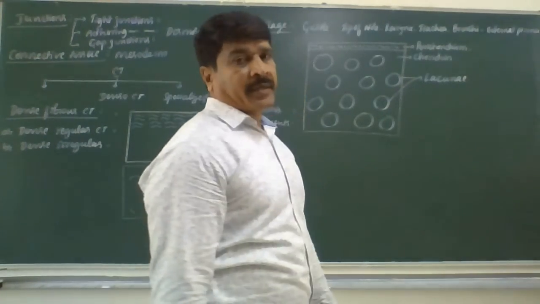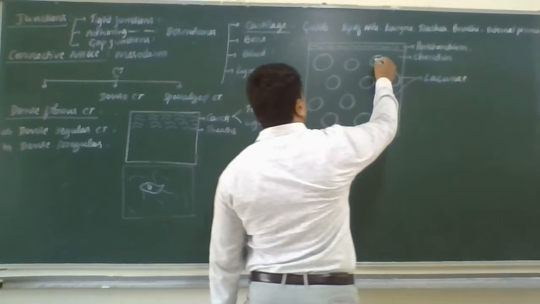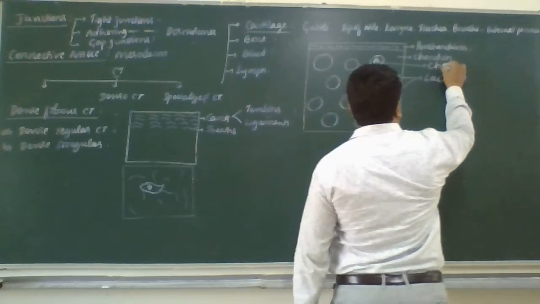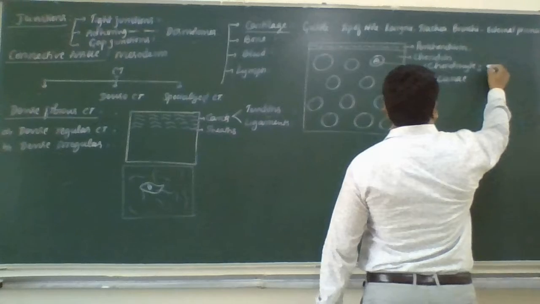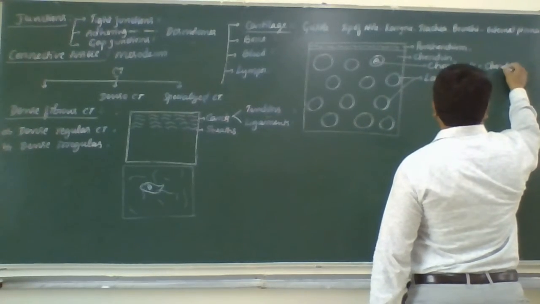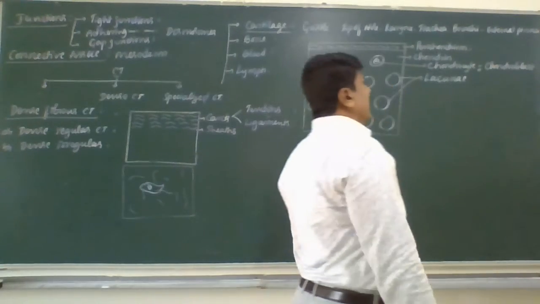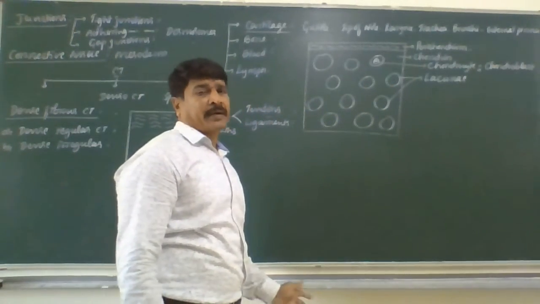In the matrix, each lacuna contains a cartilage cell called chondrocyte, also called chondroblast.